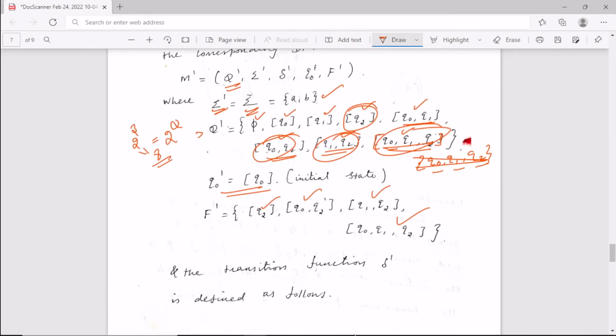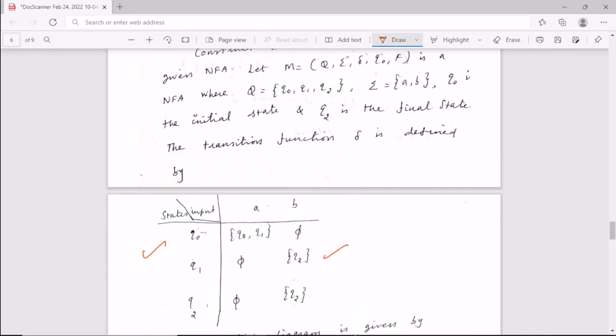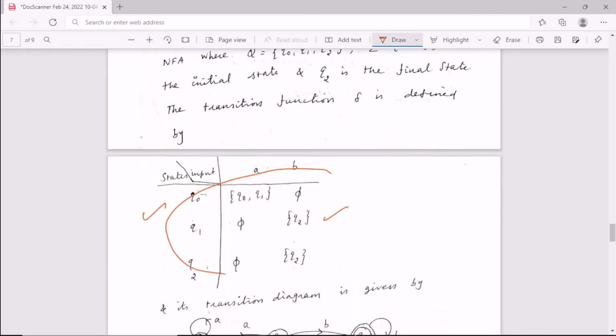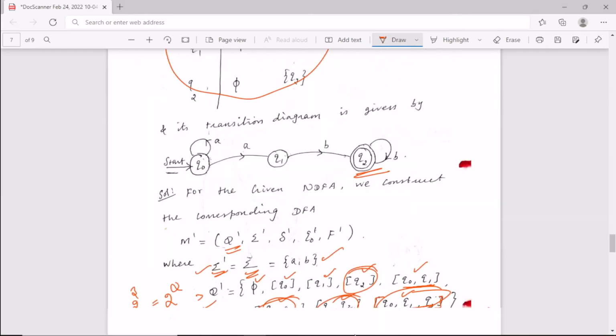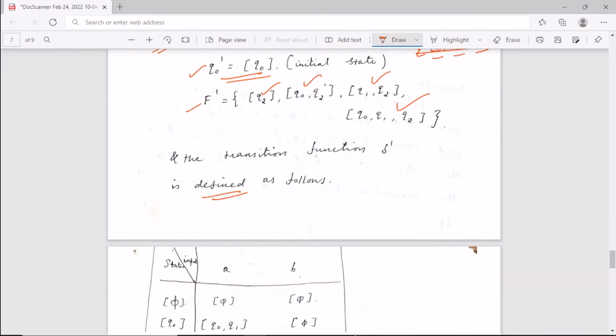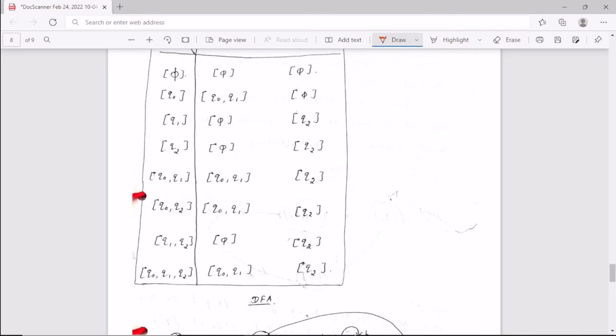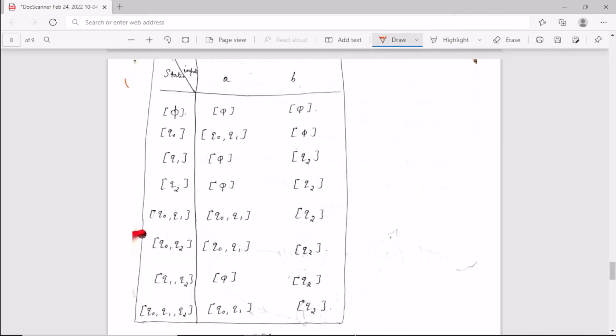Now you know what sigma and Q dash are. We can write the initial state and final state. Now we can write down the transfer function. To write down the transfer function, what do we do? Make use of the NFA transfer function. That is very simple. Look here, this is for the DFA, the transfer function for the DFA.